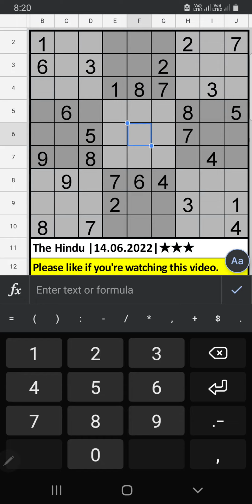Welcome to SkVm Sudoku. I'm going to solve the Hindi newspaper Sudoku puzzle on June 14, 2022, 3-star Sudoku.